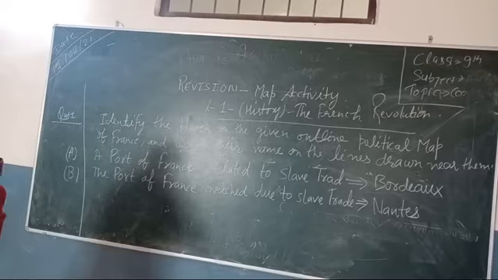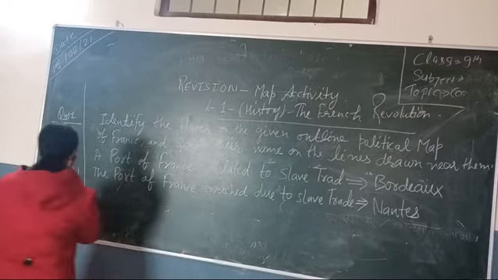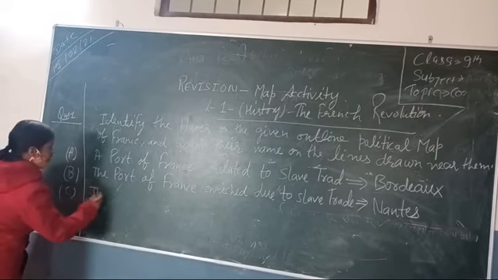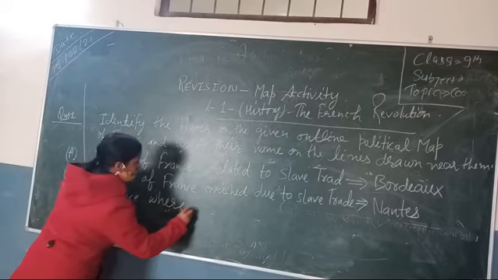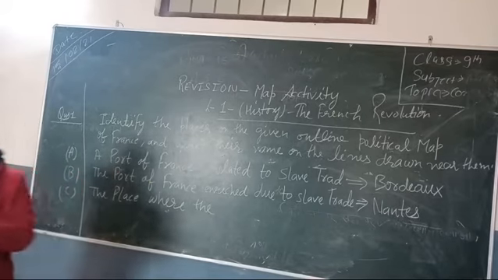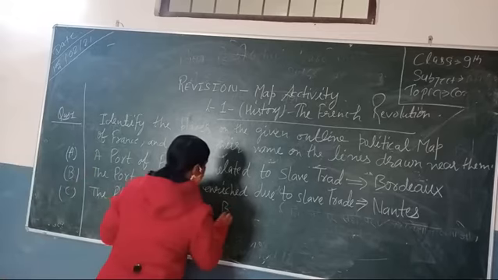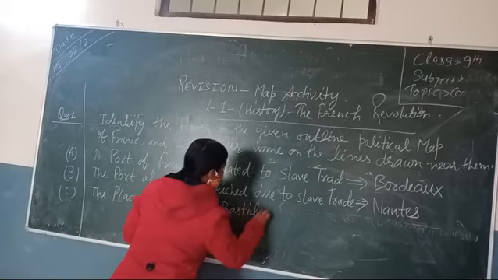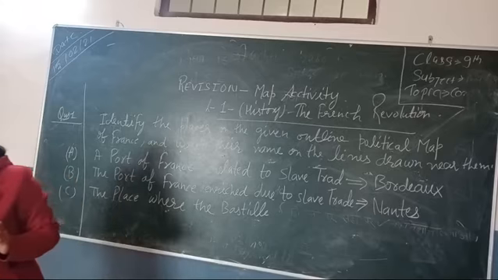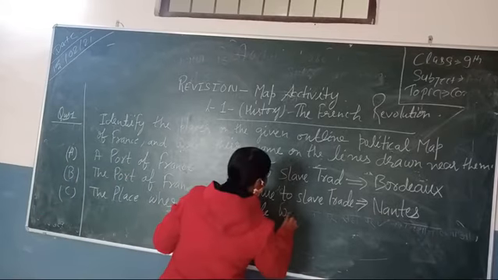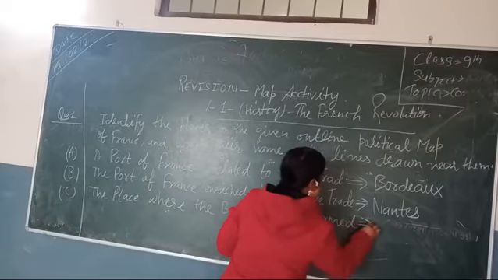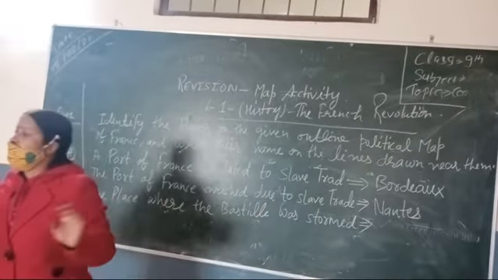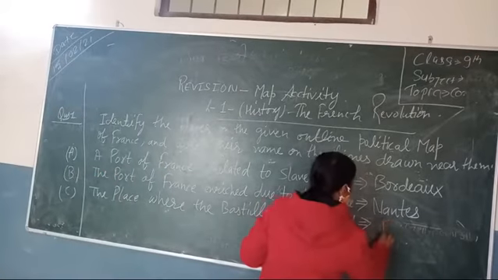Third, first we are writing the question. The place where the Bastille was stormed. The correct answer is the capital of France. It is Paris.